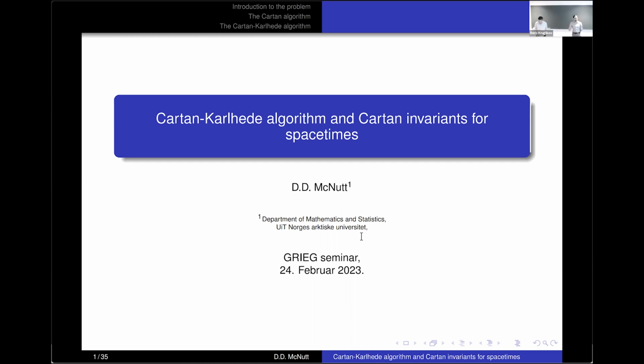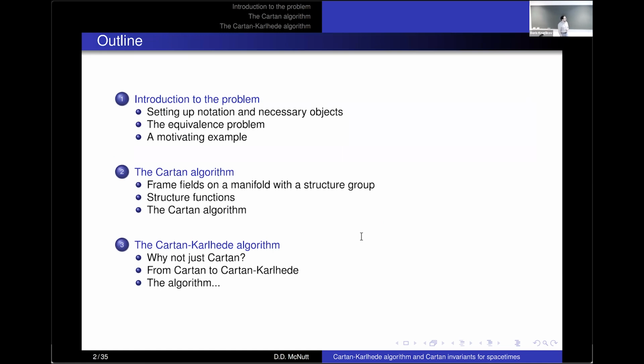So, as the title says, I'll be working with the Cartan-Karlhede algorithm to generate what are curvature invariants, but are a special type called Cartan invariants, and I'll be applying these to spacetimes. So today I thought I would just make a small setup. I'll introduce the problem and kind of provide a motivating example.